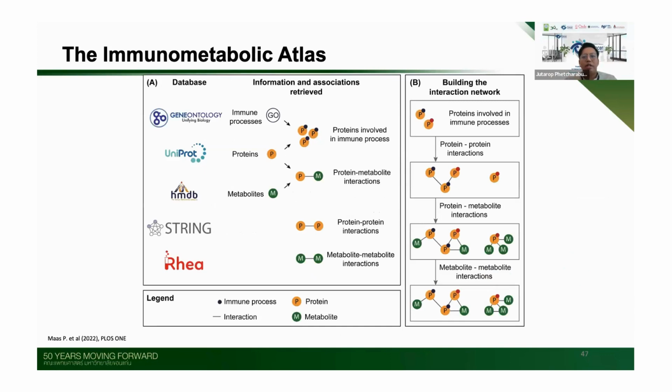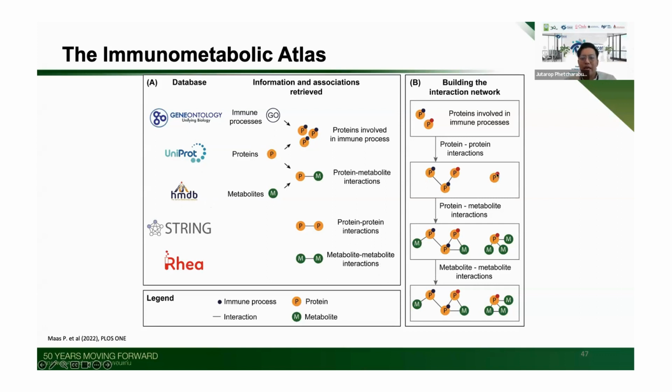So this slide shows the overview of the information and associations retrieved from available databases that the IMA uses. They use quite a few databases, including Gene Ontology and UniProt for immune processes and proteins respectively. They use the Human Metabolome Database for the metabolites pool. They use STRING and others as well for protein-protein interactions and metabolite-metabolite interactions in this case.